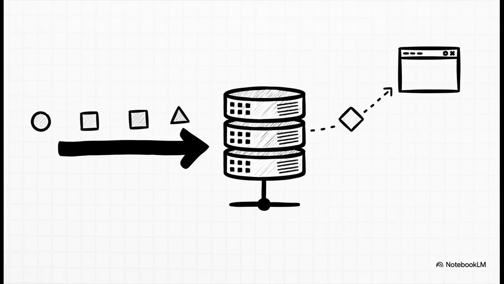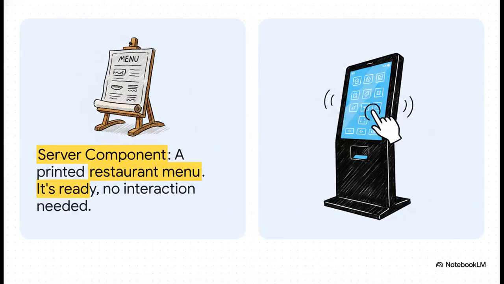And here it is, the single most important change in Next.js 16. By default, every single component you write is now a server component. Now, I know that might sound technical, but the next slide makes it incredibly simple to understand. Trust me. This is one of the best analogies I have ever seen. A server component is just like a printed menu at a restaurant. It's prepared on the server and sent to you completely ready to go. There's no interactivity. A client component, which you now have to specifically opt in to use, is like a touchscreen kiosk. It's interactive, it runs in your browser, and it responds to all your clicks and taps.